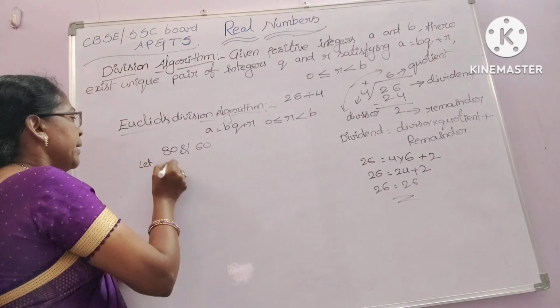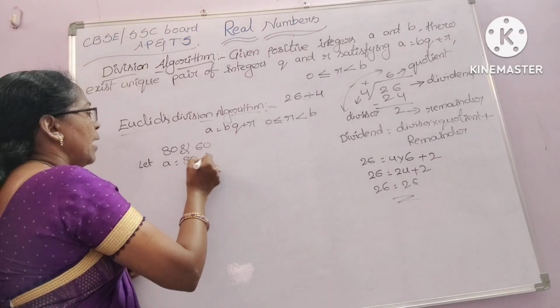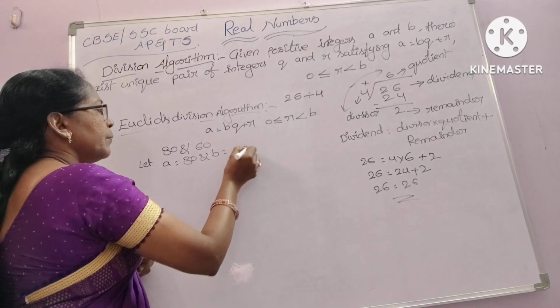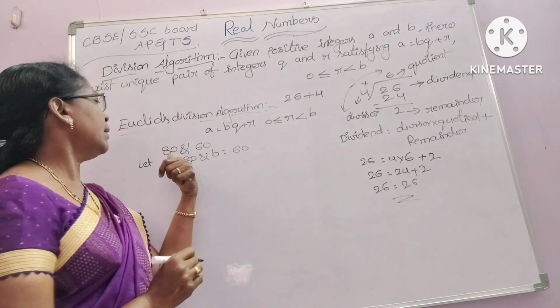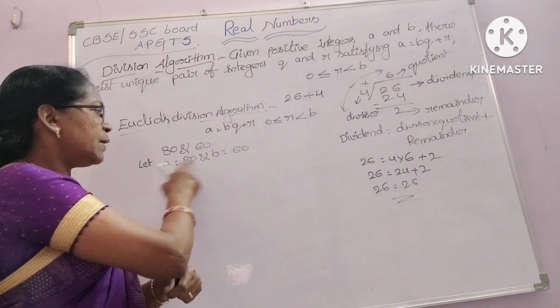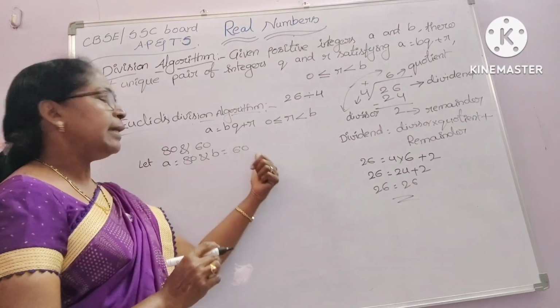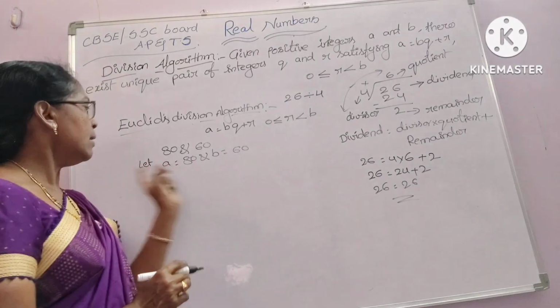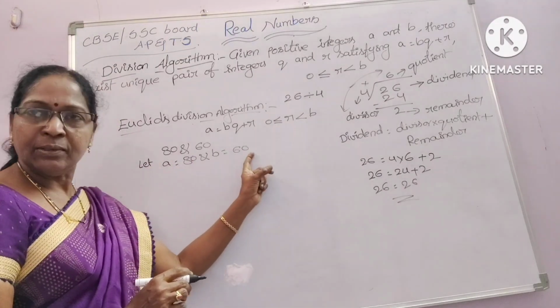Let a equal to 80 and b equal to 60. So here the big number is already given at the first place. So directly I have assumed a equal to 80 and b equal to 60. Now consider a equal to 80 and b equal to 60.